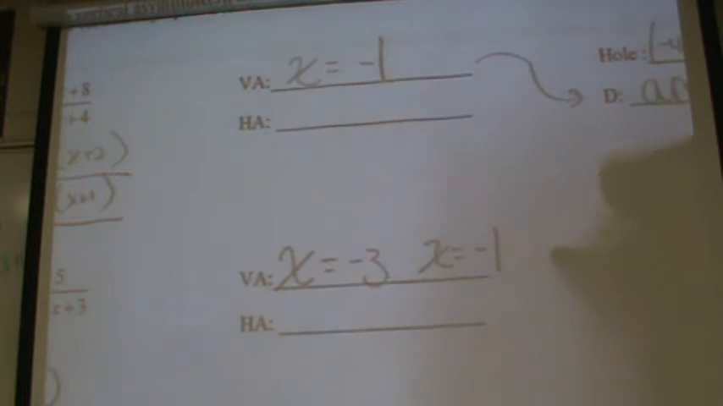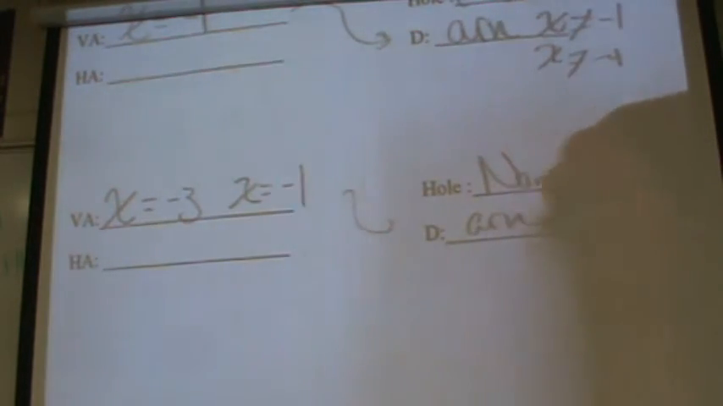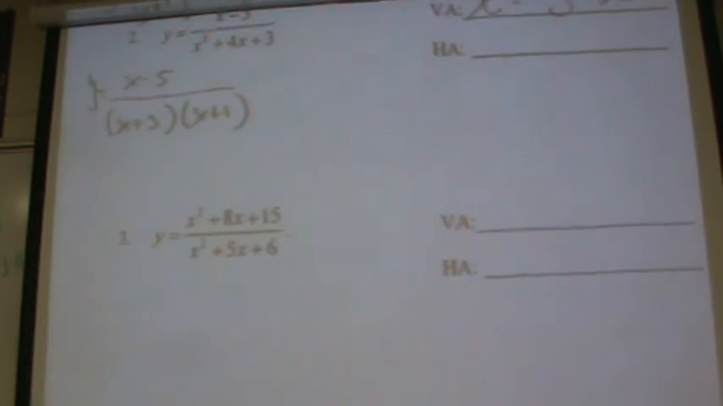Just like that, on the domain: all real numbers. x cannot equal -3, x cannot equal -1. Just like that. Alright. Now we're going to factor this one.